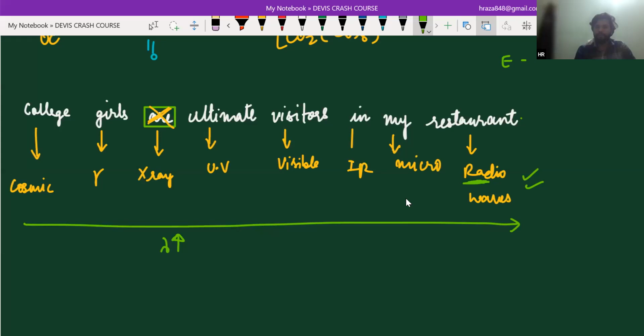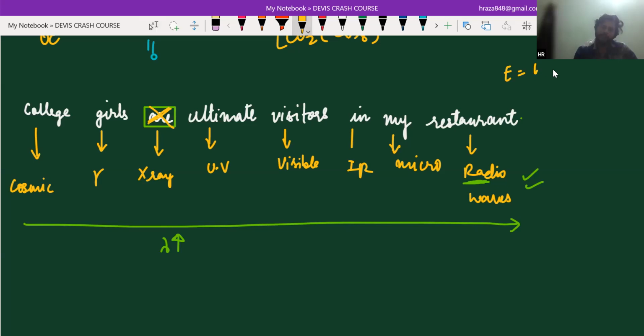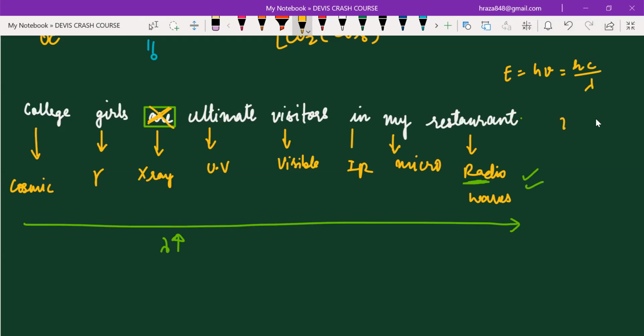You also have studied this in class 11th. E is equal to h nu. Let me know when you are able to see this screen. Okay. Nu is frequency, and E is also equal to hc upon lambda. Nu is basically c upon lambda.